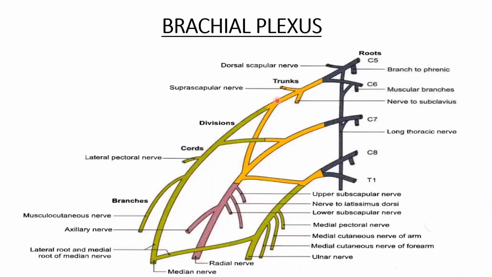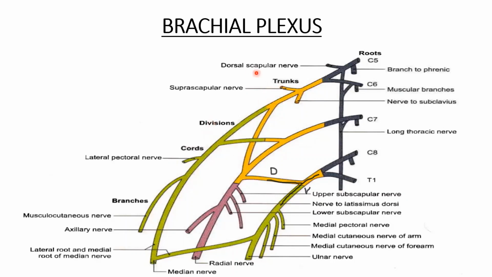The trunks will then further divide into ventral and dorsal divisions. This upper trunk, as we can see, is dividing into a ventral division and a dorsal division. Likewise, the middle trunk is dividing into a ventral division and a dorsal division, and the lower trunk is divided into a ventral division and a dorsal division.